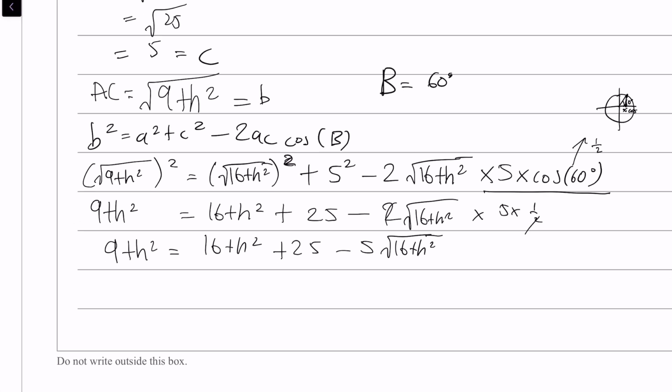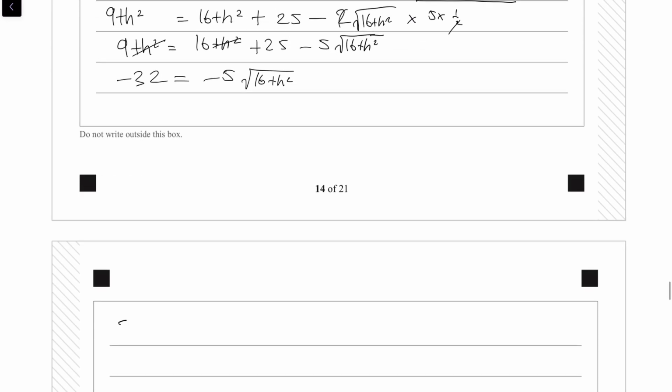And then now it's just simplifying. So we have h squared and h squared on both sides, so we can get rid of that, which is really nice. 16 plus 25 is 41. There's a quick maths there. And 9 minus 41 will be negative 32. It's negative 5 times the square root of 16 plus h squared. I have 2 negatives on both sides, so I can make them positive. So 32 equals 5 times the square root of 16 plus h squared.